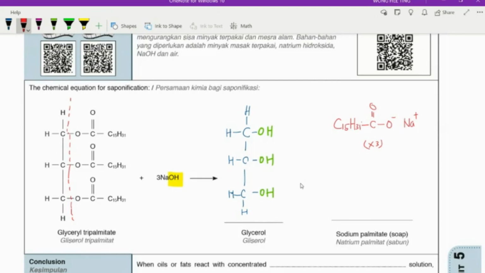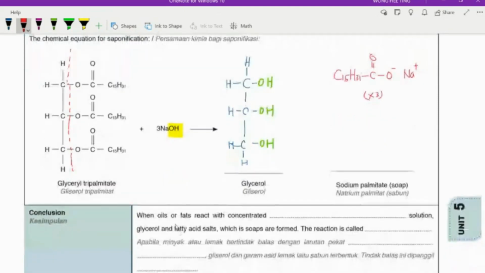So when the oil or fats react with concentrated sodium hydroxide or potassium hydroxide solution, glycerol and fatty acid salts, which is a salt, are formed. The reaction is called what, class? Do you remember? Can you type your answer? What is the reaction called? Please type the name so that you remember the spelling.